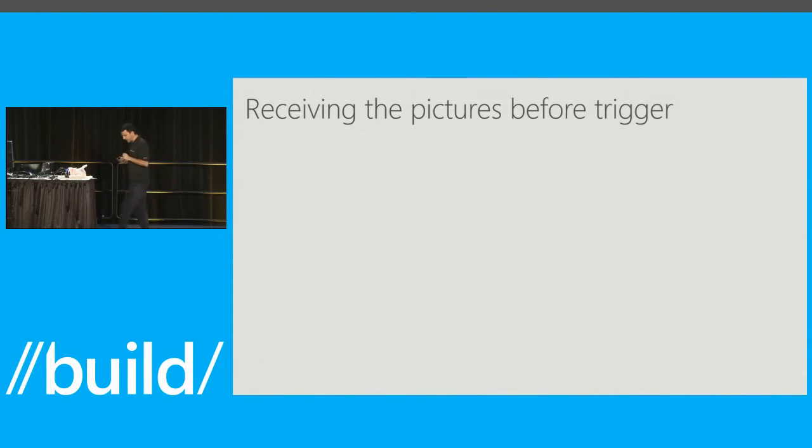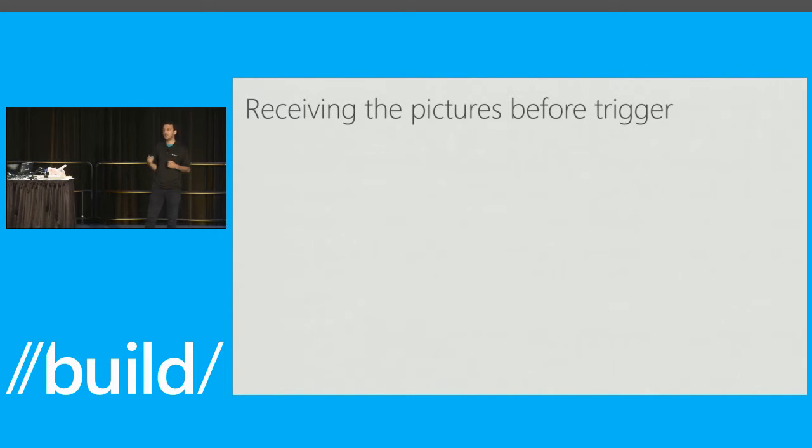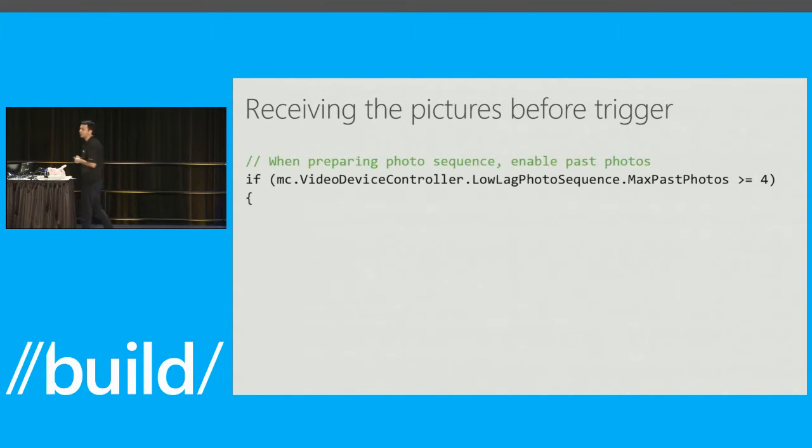Now, as we said, the photo sequence allows you to take pictures that are even before the trigger time. And the way this works is because the hardware is, when you are in photo sequence mode, taking pictures already before the trigger time. And what it does is when the user triggers it, it returns a bunch of past pictures to the application. If you choose to do so, you can get a bunch of future pictures too. Now, let's see how you would do that.